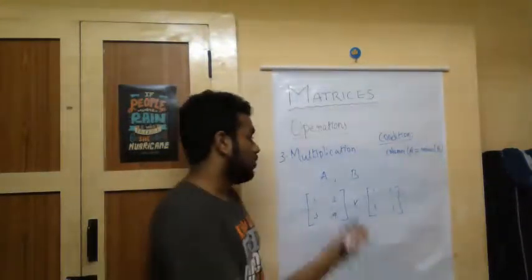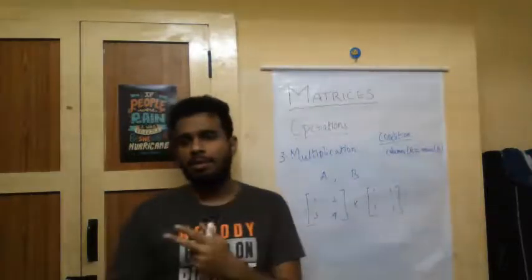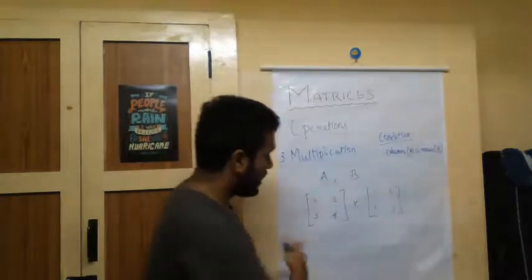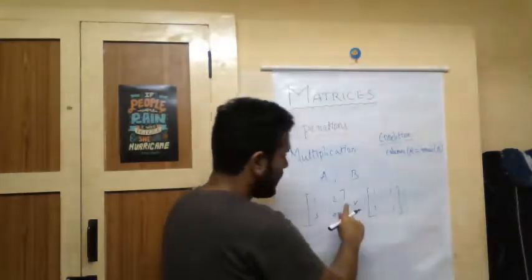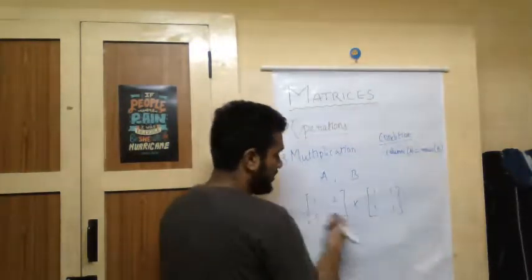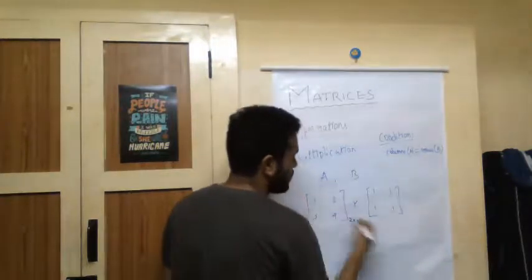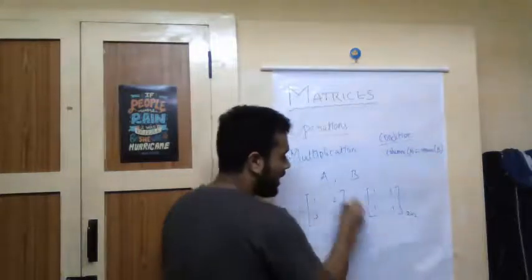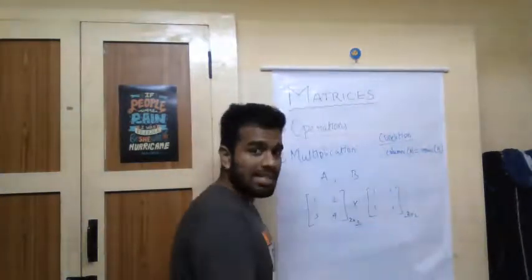Otherwise we can't. I'll give you 3 types of examples where the number of columns are same, similar, and different. So in here, if we take a previous example, this is a 2 by 2 matrix. As we can see, there are 2 rows and 2 columns, and this is also a 2 by 2 matrix. And as we can see, the number of columns of A is equal to the number of rows of B. Hence, we can multiply them.